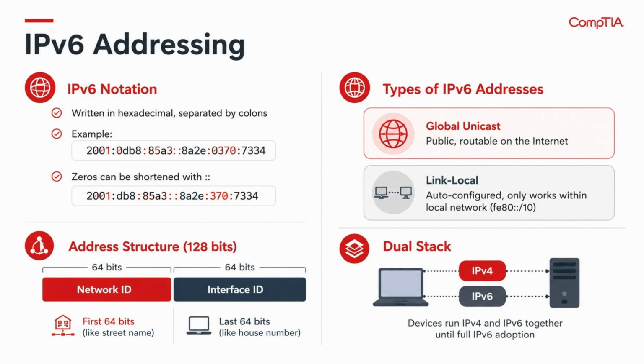A global unicast address is public and routable on the internet, while a link local address is auto-configured and only works within the local network. Many devices run dual-stack IPv4 and IPv6 together, until full IPv6 adoption happens.